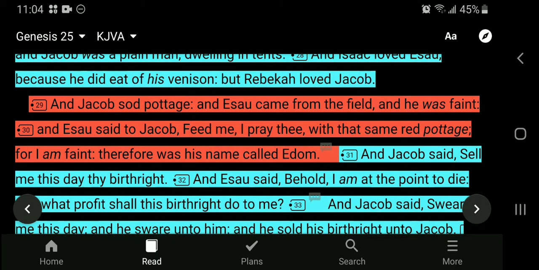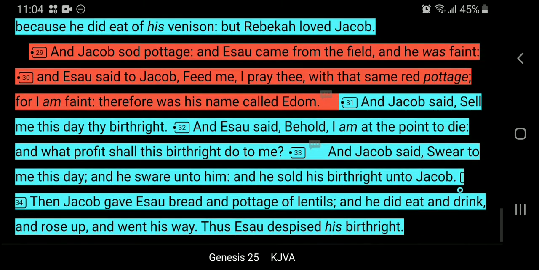Verse 29. And Jacob sought pottage, and Esau came from the field, and he was faint. And Esau said to Jacob, feed me, I pray thee, with that same red pottage. For I am faint. Therefore his name was called Edom, because he liked red pottage. Now that red pottage is actually going into red meat, and we'll get into that later. Verse 31. And Jacob said, sell me this day thy birthright. And Esau said, behold, I am at the point to die, and what profit shall this birthright do to me? So Esau was like, to hell with my birthright, which came with the blessings. Give me this faint, this undone red meat, because I'm about to faint.